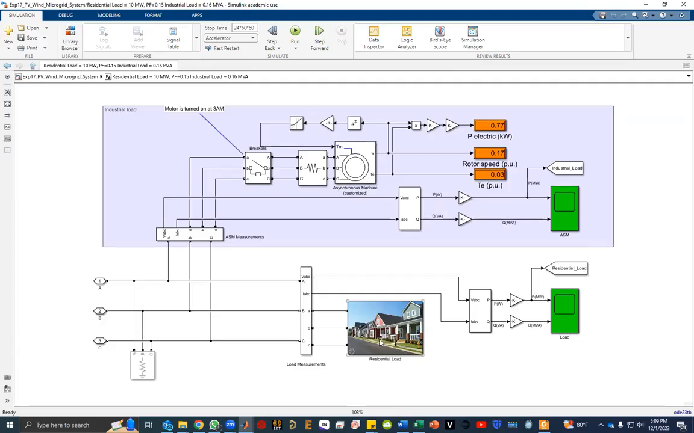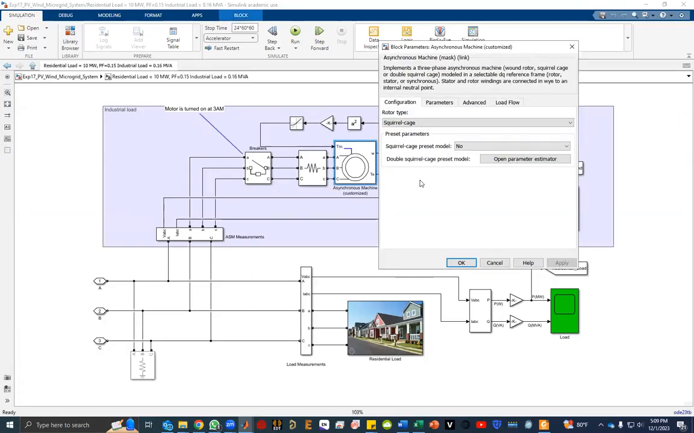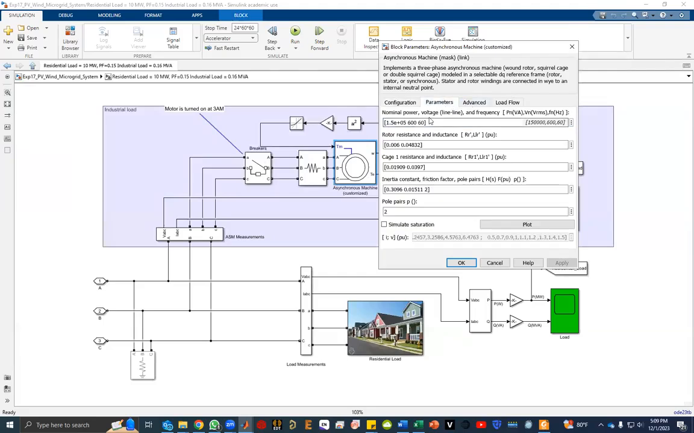If I double click it, what is an asynchronous machine? The machine is nothing but an induction machine, which is squirrel cage type, just like the machine we saw last class. You can go through different parameters of it. What's the nominal power? It is this much, 1.5 to the power 5, that means 0.15 megawatt, yes. Then the voltage is line to line voltage.